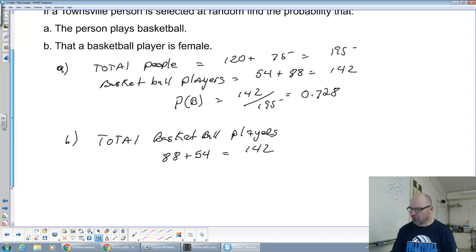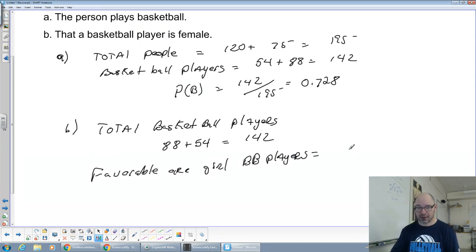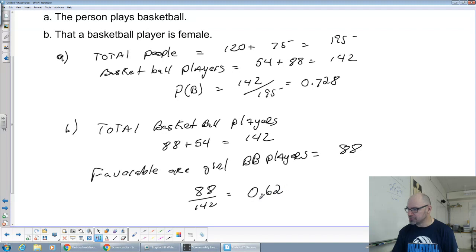And then the favorable outcomes are girl basketball players, and that equals 88, I think. So our probability that a basketball player is a girl is 88 over 142, which in this case is 0.62. Or we can reduce that down to 44 over 71 if you want to leave it as a fraction.